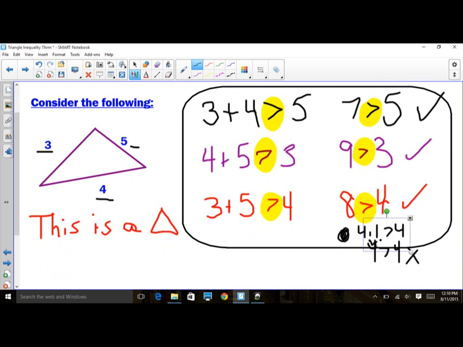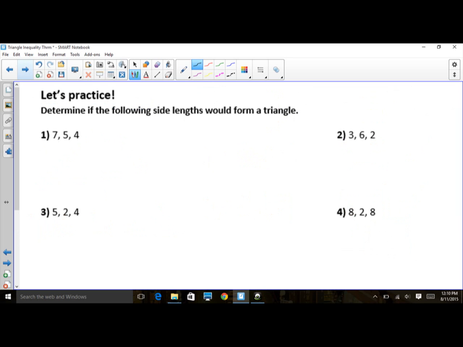So let's continue on with a couple examples. We're going to do these 4 examples together, then you have your worksheet to try on your own. So if you take a look here, they want us to determine if the following side lengths would form a triangle. We just have to say yes or no.